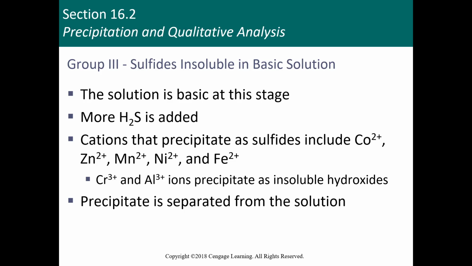you're going to start finding more of these precipitating out as you add more H2S. H2S, sulfide, is actually a base. This will make it more basic. The cations that precipitate as your sulfides increase are going to include things like cobalt, zinc, Mn, Ni, Fe, Cr3+ and aluminum 3+ ions will precipitate as the insoluble hydroxides actually.